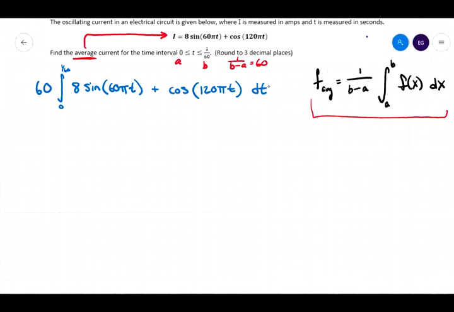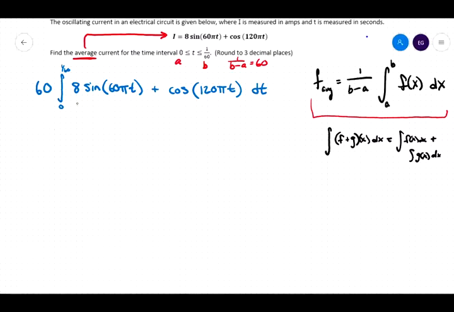Okay, so we also know that the integral of f plus g of x dx is equal to the integral of f of x plus the integral of g of x. So let's set this up as two separate integrals. I think that'll make things easier. We'll integrate the sine function, and then separately we'll integrate the cosine function.